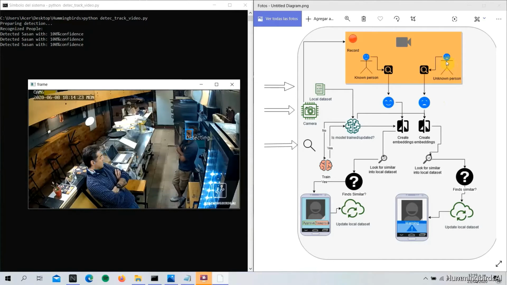If the person is unknown, it is going to detect the face, try to create an embedding, and look for similar faces in the dataset. It is going to try to find any similar face in the local dataset, but it is not going to find one. So it is going to update the local dataset and send a warning to the user to notify that an unknown person is in the place.